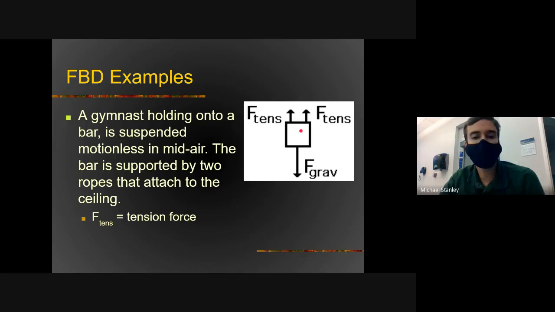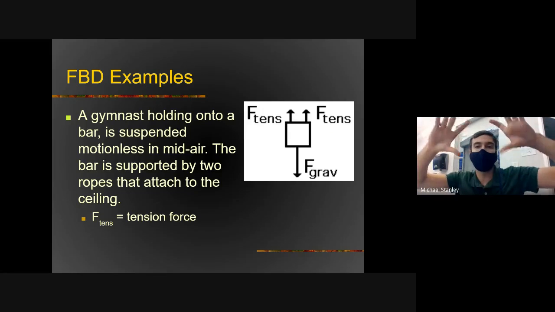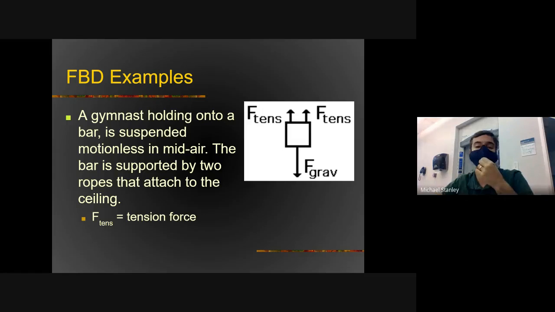So our little object that we're thinking about is the bar, and then, well, really the bar and the person together. So as always, we've got gravity pulling downward on the bar and our gymnast. And we also have a force that is pulling upward, which is our tension force. Remember, we don't have a normal force because these guys are just hanging in the air. They're not standing on top of any surface.